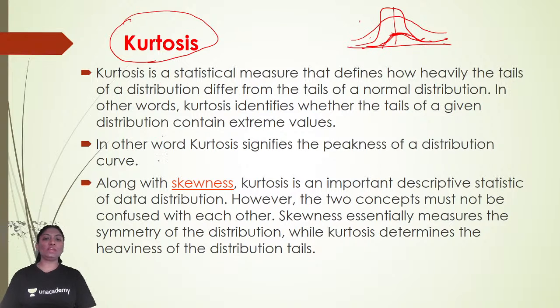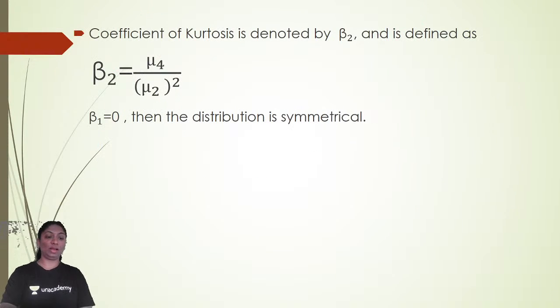Now, along with skewness, kurtosis is an important descriptive statistic of data distribution. However, the two concepts must not be confused with each other. Skewness essentially measures the symmetry of a distribution, while kurtosis determines the heaviness of a distribution's tails. As I told you, skewness determines lack of symmetry and kurtosis determines peakedness or flatness of a distribution curve. I hope you are all clear what kurtosis and skewness mean.